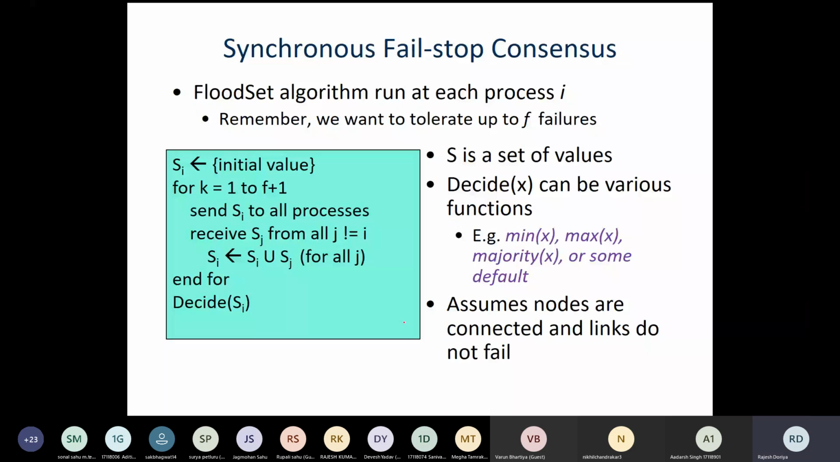Then this is one of the algorithms called a synchronous fail stop consensus algorithm. You can also call it a protocol. And this is the name of the algorithm, FloodSet. In this algorithm, we have a set of values, we call it S, and then we can have a decide function, and this decide function can be minimum, maximum, majority, or any other default function. So we'll see in detail how exactly this FloodSet algorithm works and how exactly this pseudocode is working. So it assumes that the nodes are connected and links do not fail. Okay, however, the process may fail.